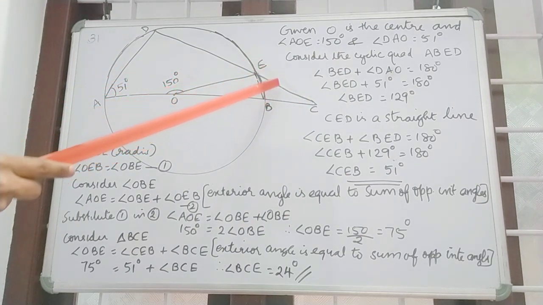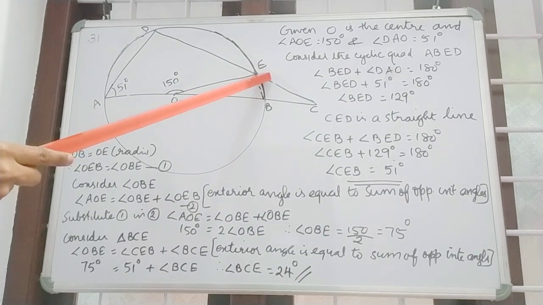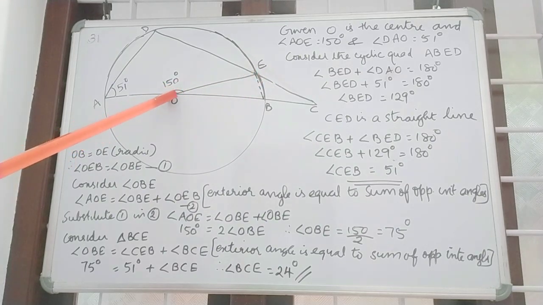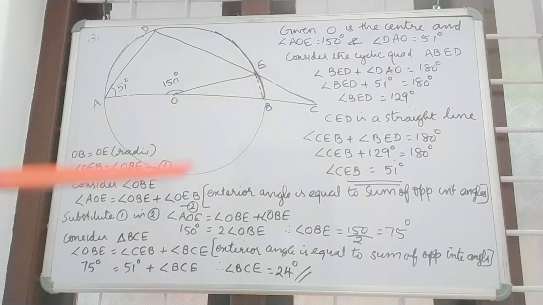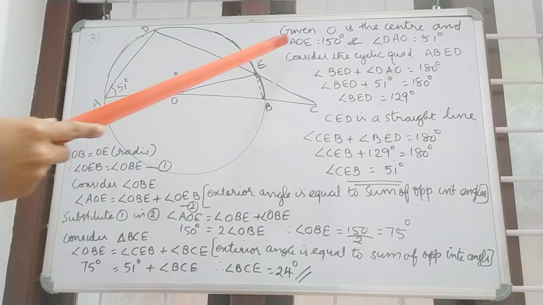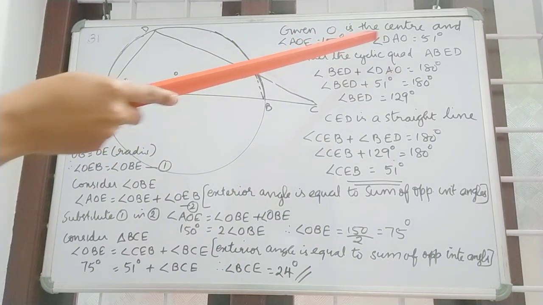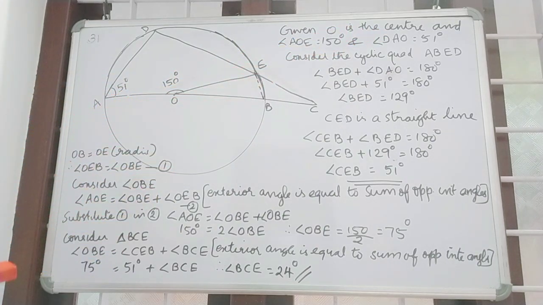CEB we want to find out, and angle OCE. So this angle we want to find out. So given O is the center of the circle and angle AOE is equal to 150 degree and angle DAO is equal to 51 degree. Then consider the cyclic quadrilateral ABED.